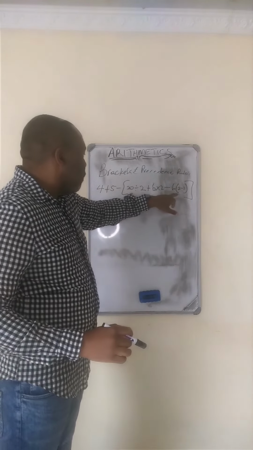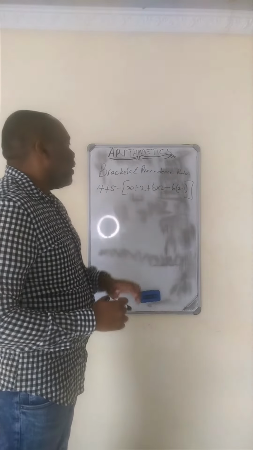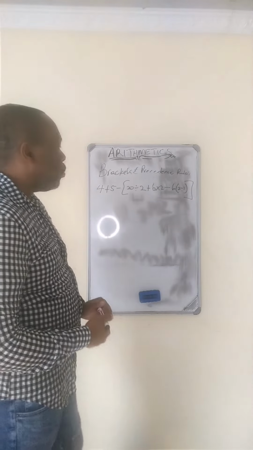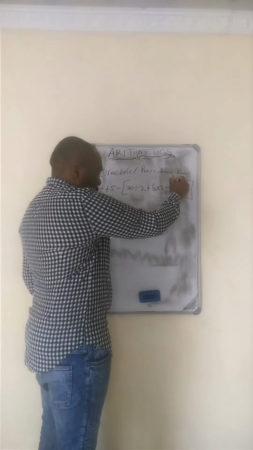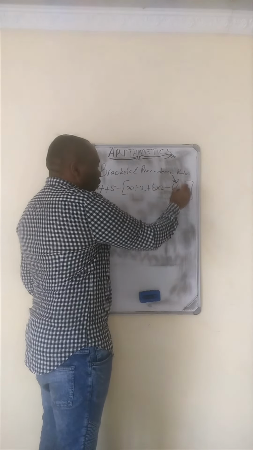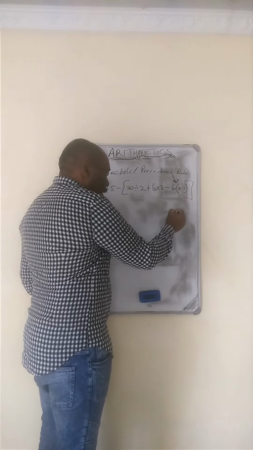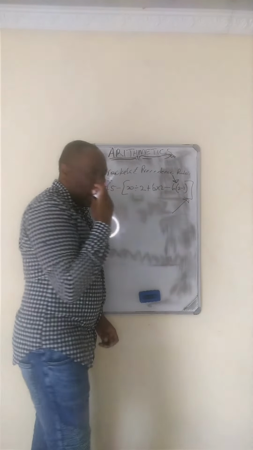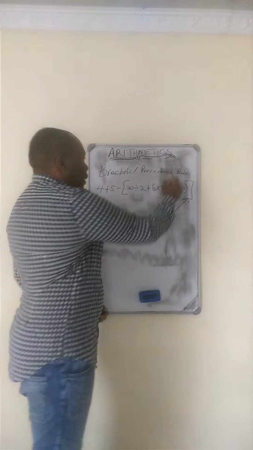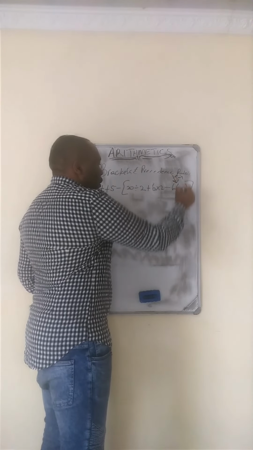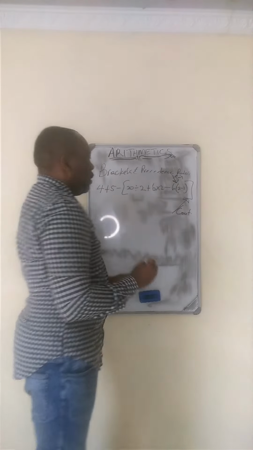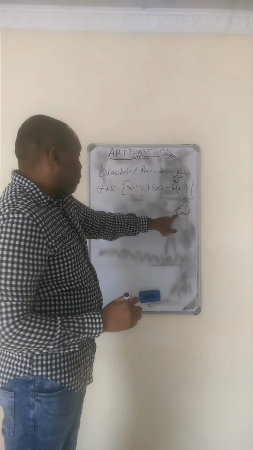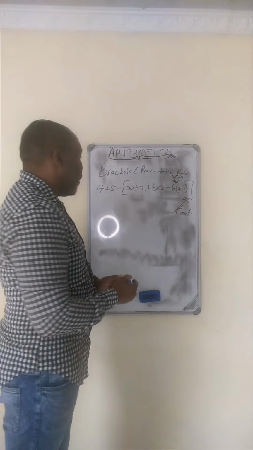But we have brackets within a bracket. Now, what is the rule on that? The rule says you start with the brackets within, and then once you've dealt with the bracket within, you deal with the bracket without. This is within, this is without.